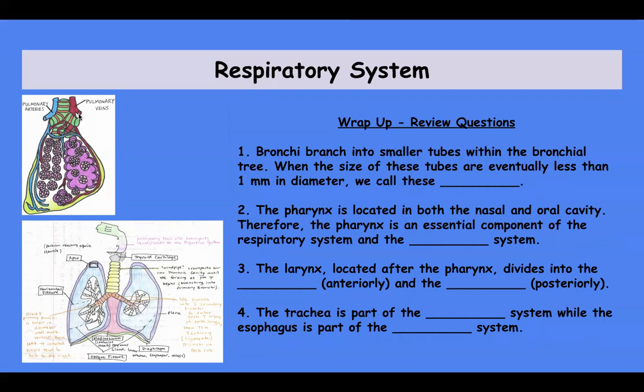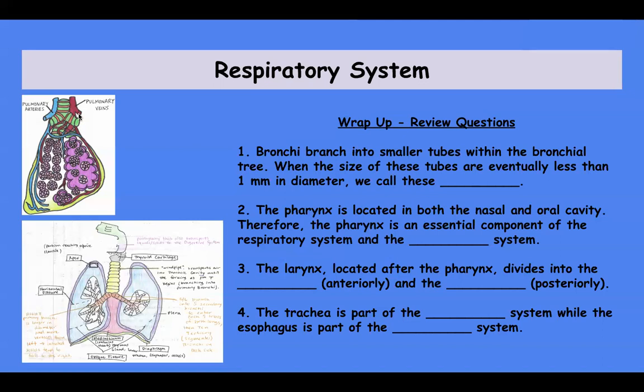So number 1, the bronchi branch into smaller tubes within what we call the bronchial tree. We got the bronchi, and it's going to branch out, and they kind of look like little tree branches, which is why it's also referred to as the bronchial tree. So when these tubes, as they branch out, become smaller and smaller and smaller, and eventually become around 1 millimeter in diameter, there's a name change. They're no longer called bronchi. What do we call them?